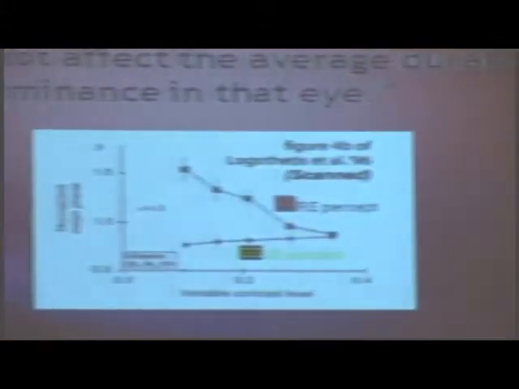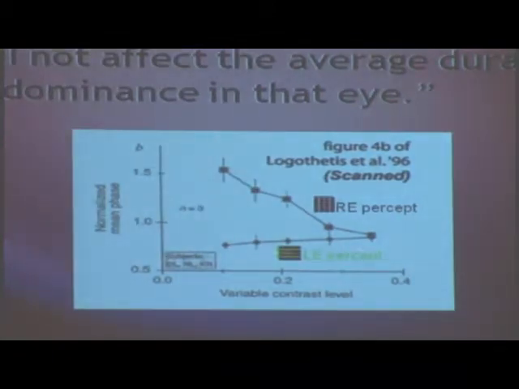This is an example of a chart that shows that. This is the duration of the percept in the left eye, and the contrast is changing in that eye, but the mean duration stays pretty much the same, whereas the right eye percept is decreasing drastically, even though the stimulus isn't changing in that eye.